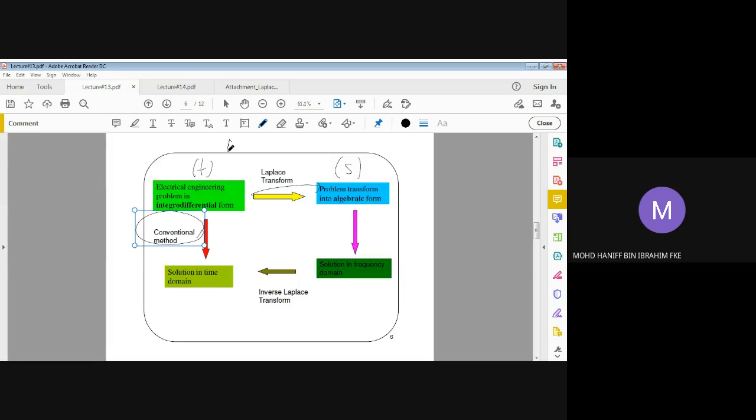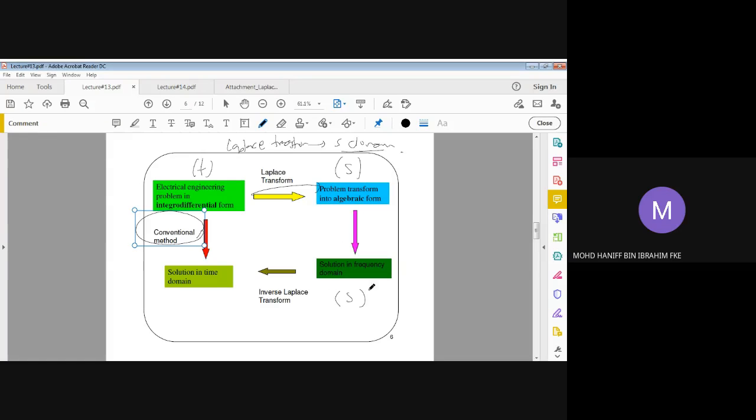When I say Laplace transform, it means S domain. So from the time domain, this will be in the S domain or frequency domain. We're going to solve it in the frequency domain, so this should still be in the S domain.